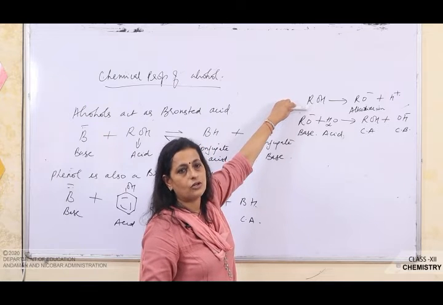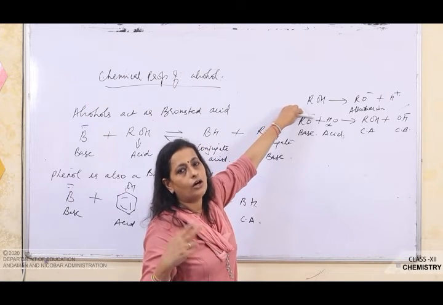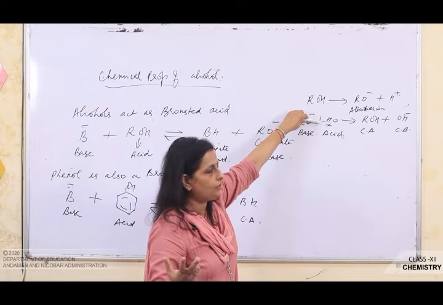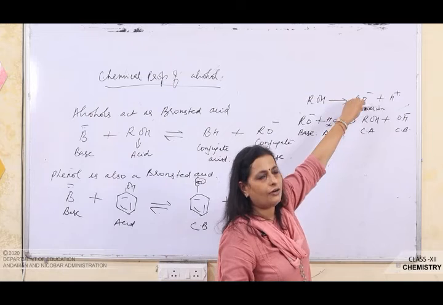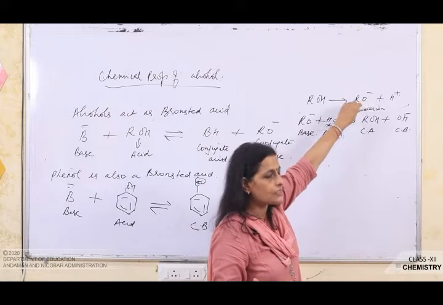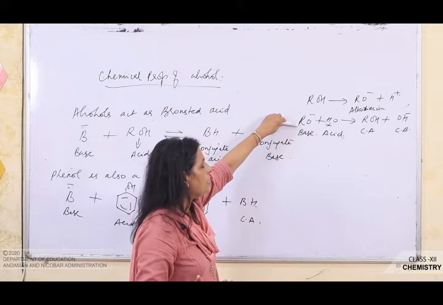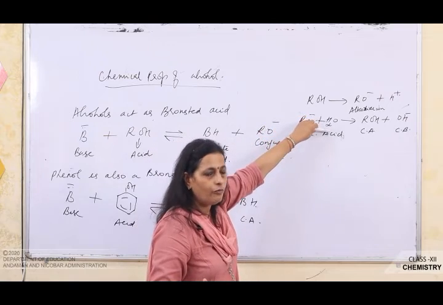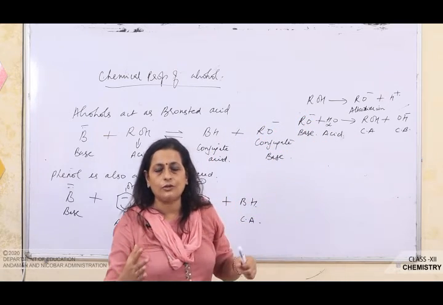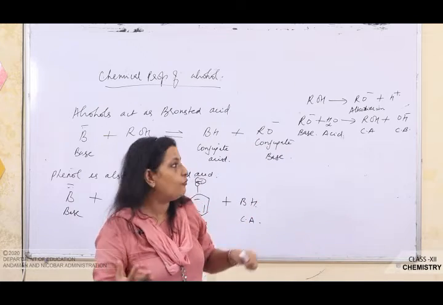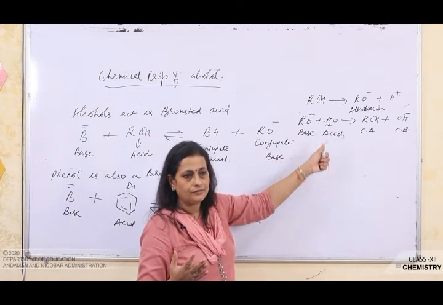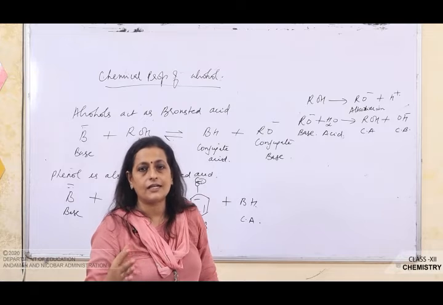So, if this is strong, automatically alcohol is a weak acid, because both cannot be strong, nor both can be weak. Since alcohol is a weak acid, alkoxide ion is a strong base, and the strong base is easily accepting a proton from water. So, from this what can you conclude? Alcohol is a weaker acid than water. So, is it clear? Alcohols are weaker acid than water.